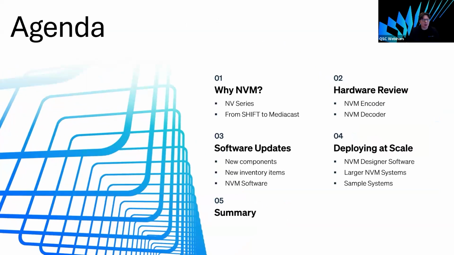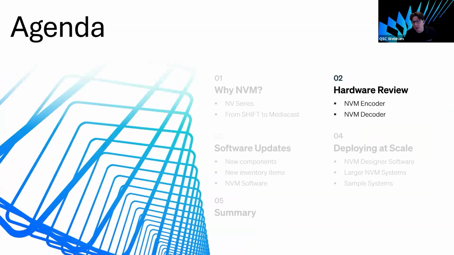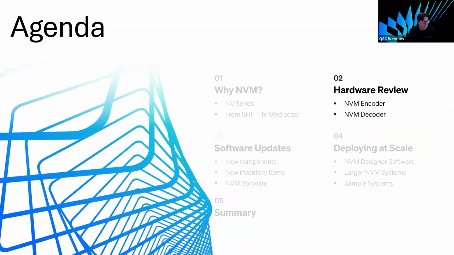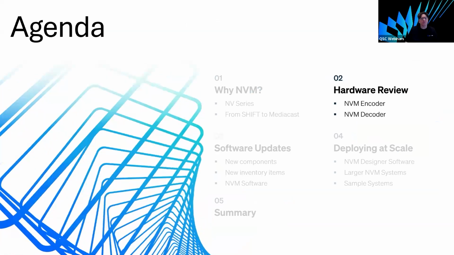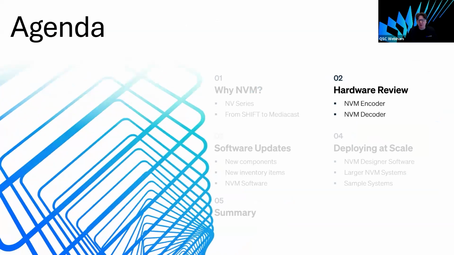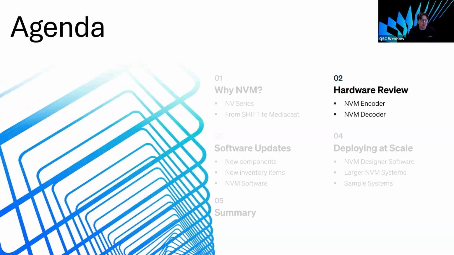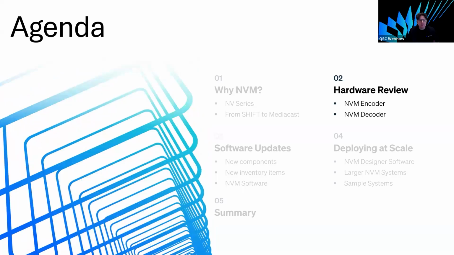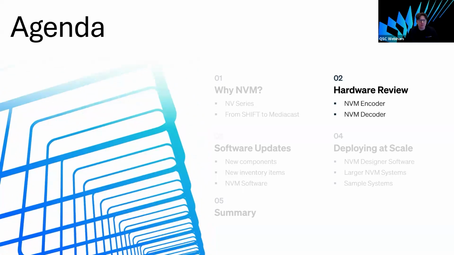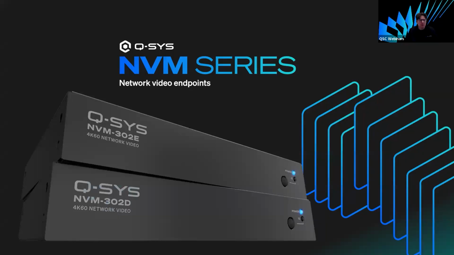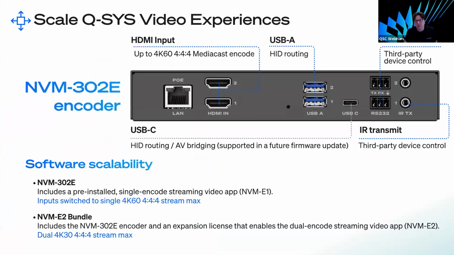So now we're going to talk about the two boxes that we have available. I really like to call it 2.5 boxes because one of the boxes can be upgraded. So it really is effectively three configurations that you can have for the hardware. Let's start with the encoder. We have the NVM 302E, and then we have the NVM E2. It is the same box. The E2 is simply a license for a second stream.